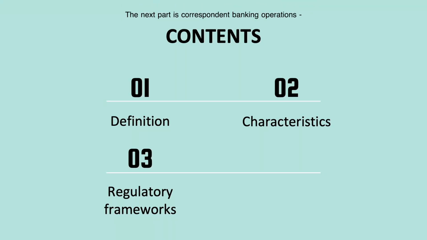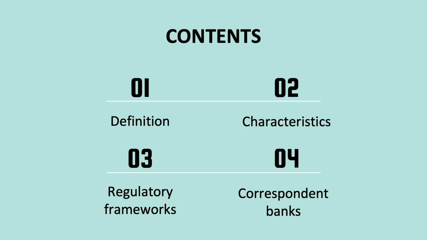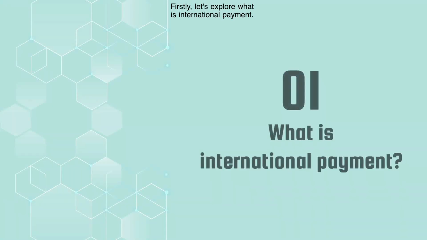The next part is correspondent banking operations. The operation of commercial banks can help banks provide international payment services for their customers. Firstly, let's explore what is international payment.